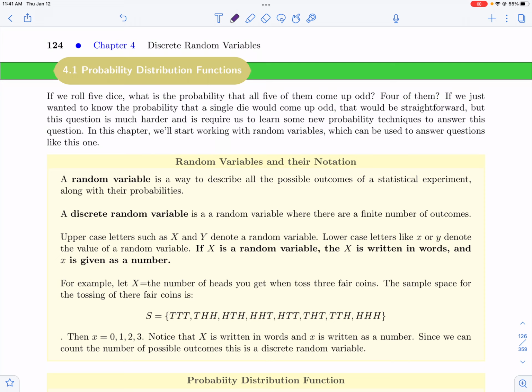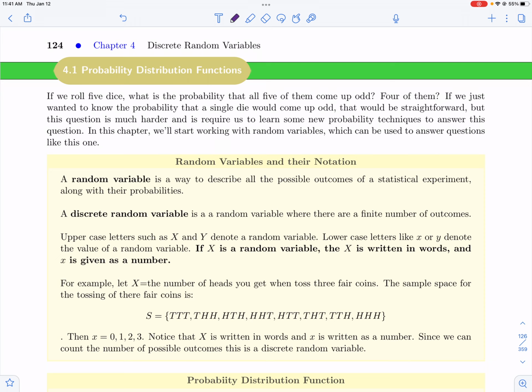So just to get a little background information on what we're going to be using for our probability distribution functions, we need to remember a random variable is just a way to describe all the possible outcomes of a statistical experiment along with their probabilities. So a discrete random variable is a random variable where there are a finite number of outcomes. So again, they have to be counting numbers, 0, 1, 2, 3, no decimals, none of that kind of stuff. When we're talking about our variables, we're going to use uppercase letters to represent our variables, like X and Y. And then we're going to write what this means in actual words.